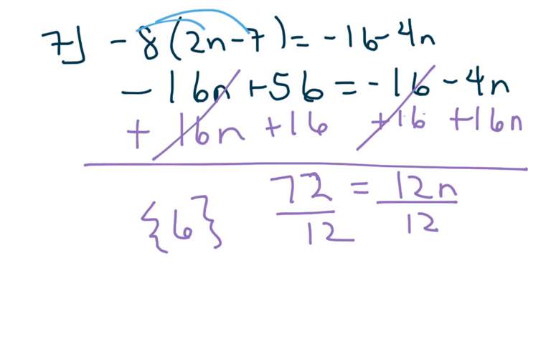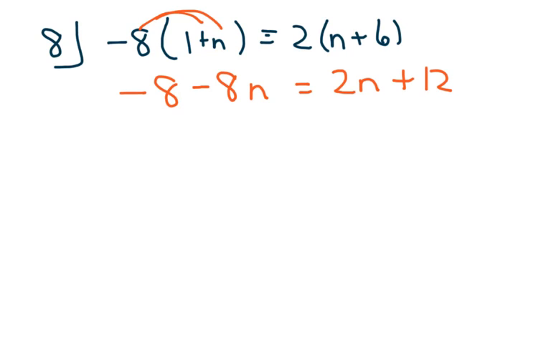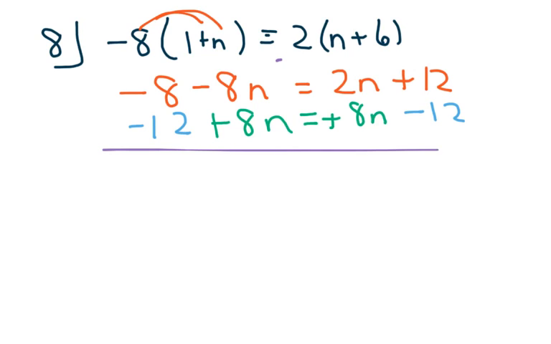Now, the next one, we have two distributive properties. So negative 8 minus 8n equals 2n plus 12. I want my n's to be positive, so I'm going to add 8n to both sides. You can put the equal sign if you want. And I'm going to subtract 12 from both sides. In this case, my n's cancel, and then we're going to combine.